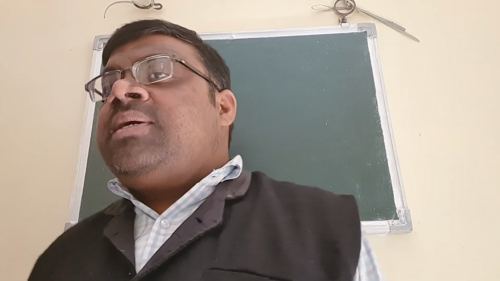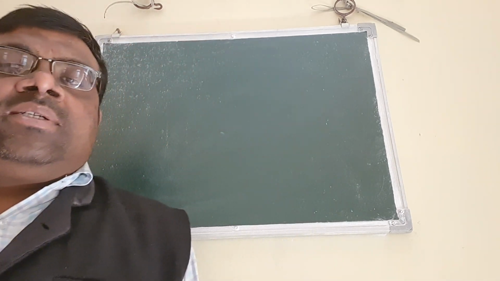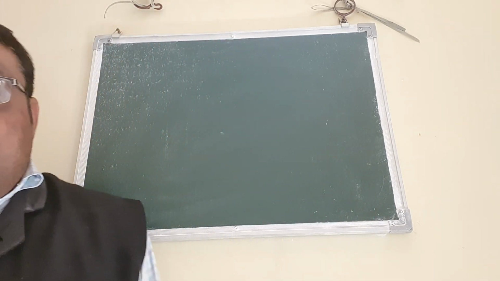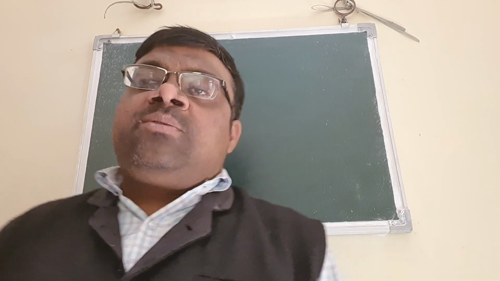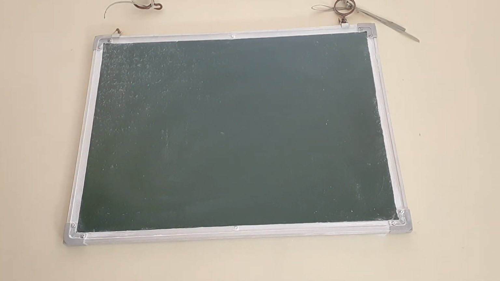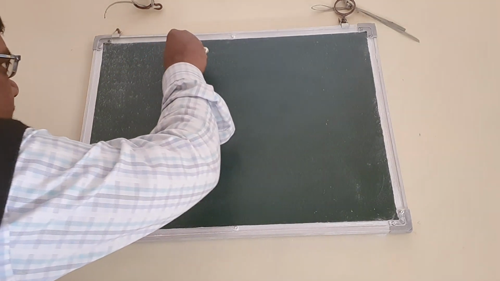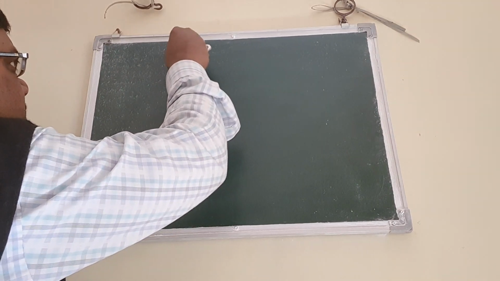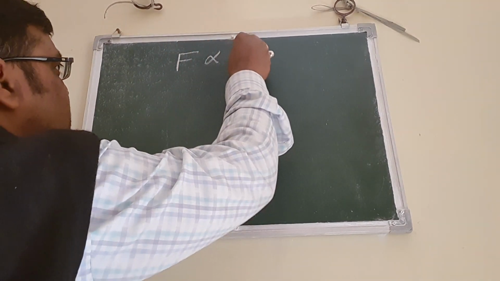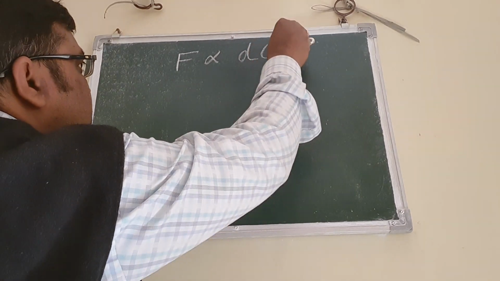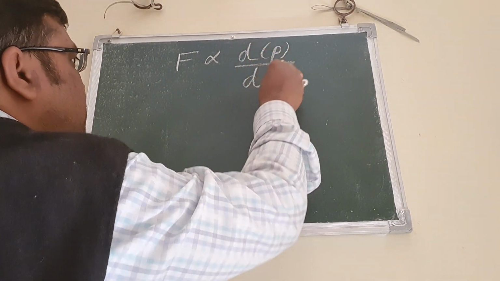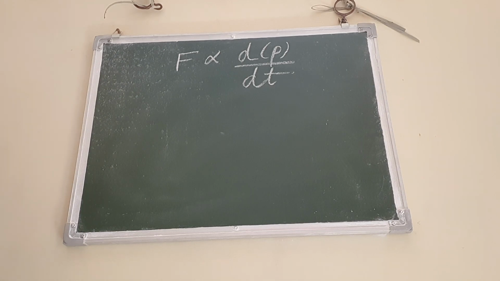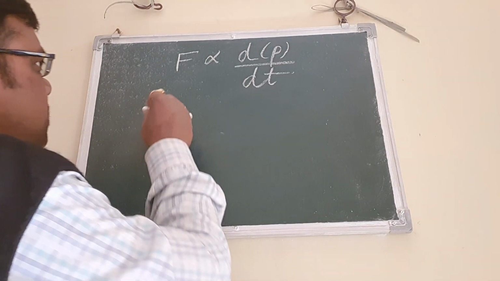So now we are coming to Newton's second law of motion, according to which the force applied on a body is directly proportional to the rate of change of momentum. From this we derive the expression also. So according to the statement, F is the force applied, and it is directly proportional to the rate of change of momentum, dp upon dt, where p is the momentum. This is the statement of Newton's second law of motion.